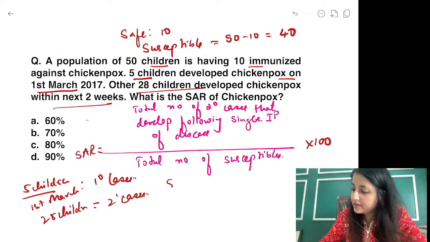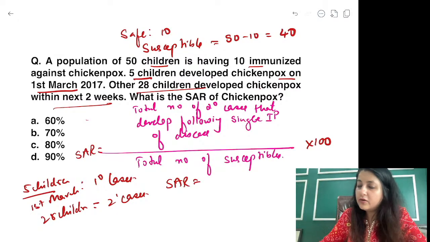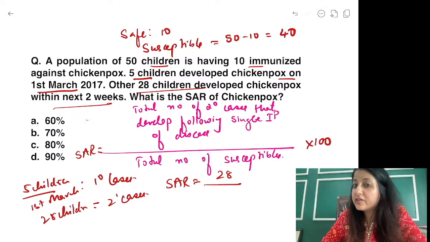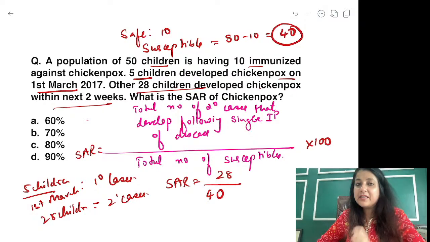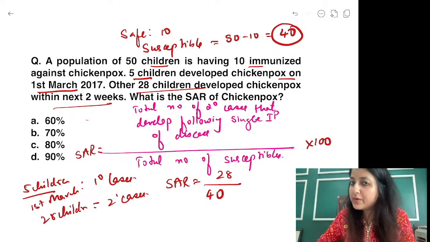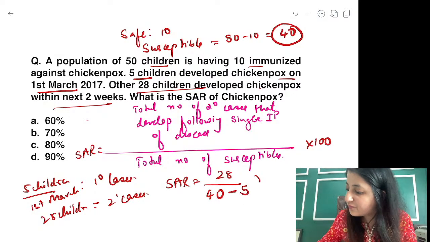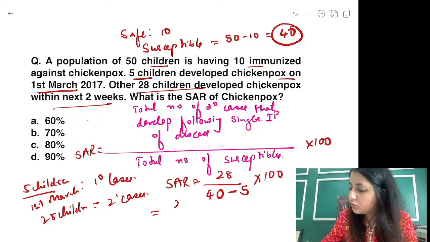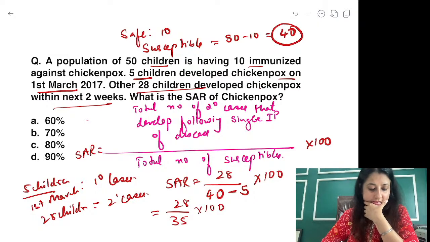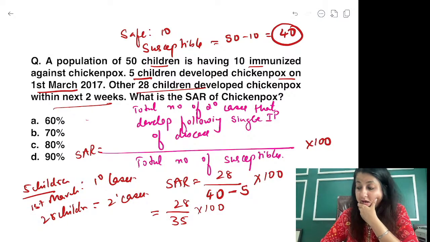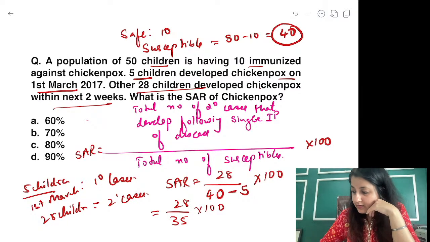Clear? Now what is secondary attack rate, everybody? Total number of secondary cases. So how many are secondary cases? 28. What about the total number of susceptibles, everybody? It was 40. But 40 में से 5 became primary cases. Minus 5 into 100. So what is your answer over here? कितना आया तुम्हारा answer? Yeah, 74%.